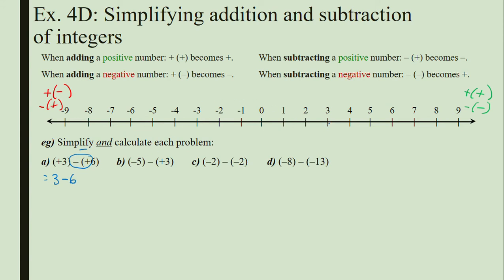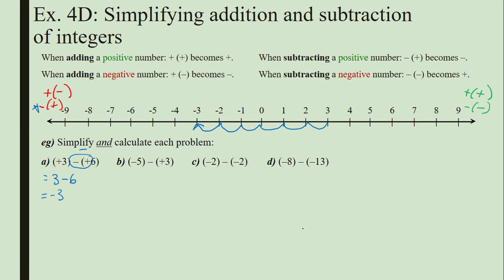We start at the number 3 and we go back 1, 2, 3, 4, 5, 6 to give us an answer of negative 3. Okay, and you'll see that when we subtracted a positive number, which is this one here, we do in fact move in that direction, which is what we've done.